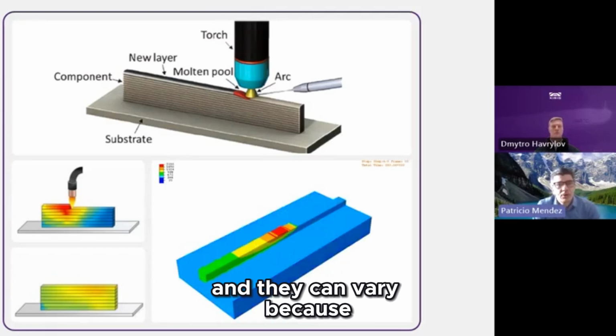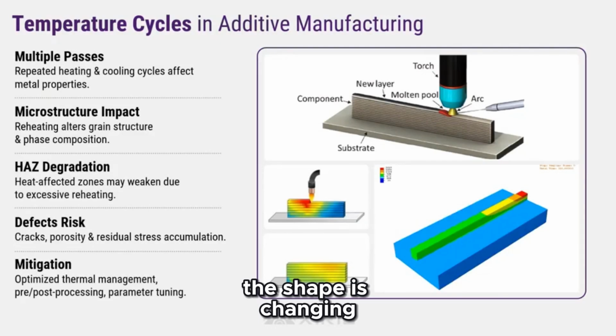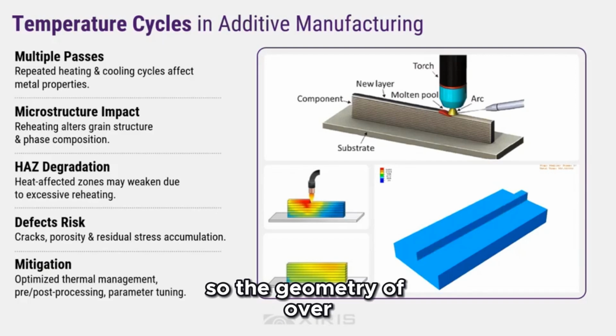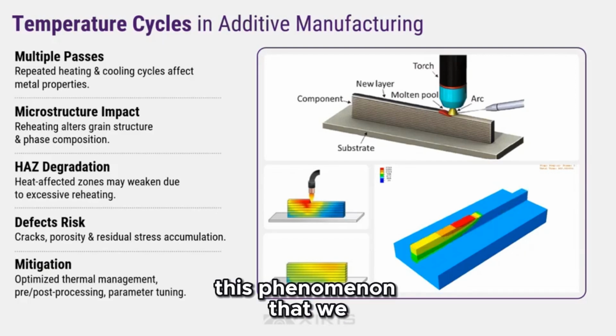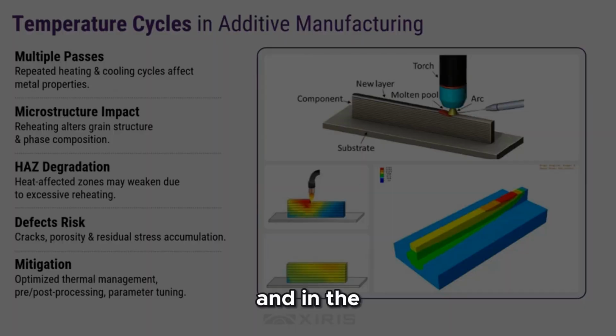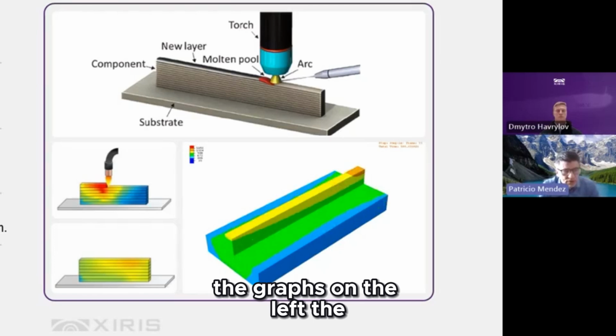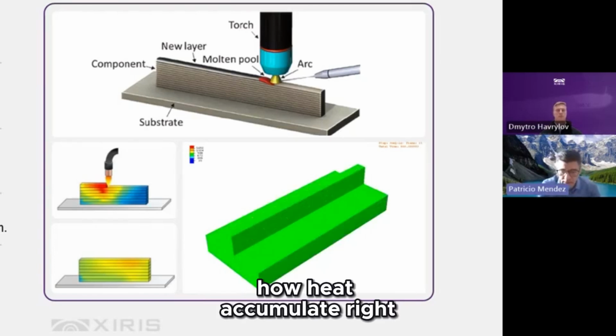And they can vary because as we build our component, the shape is changing, so the geometry over which the material is cooling is different. And also, there's a phenomenon that we get to see in this animation here and in the graphs on the left, in the schematics on the left, how heat accumulates, right?